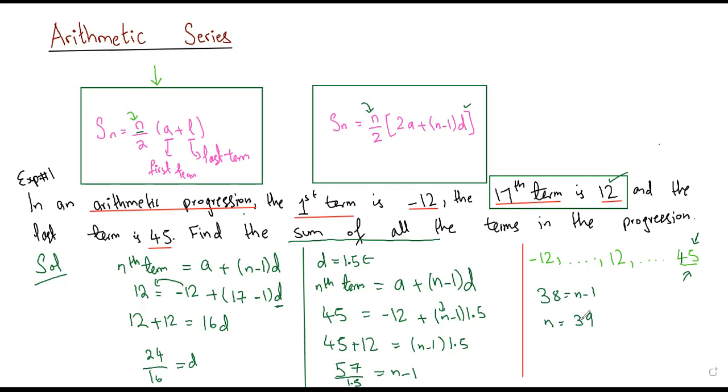We did not get the answer, but we have all the things that we would be using in order to find the answer. Now it is your choice. You can use the first formula, you can use the second formula. Now I would expect an answer from you guys. Please use any of these formulas. Either you can use the first one because you have the last term, that is 45, you have n, that is 39, you have a, that is minus 12, or you can use this formula and tell me what is the sum of all the terms in the progression.